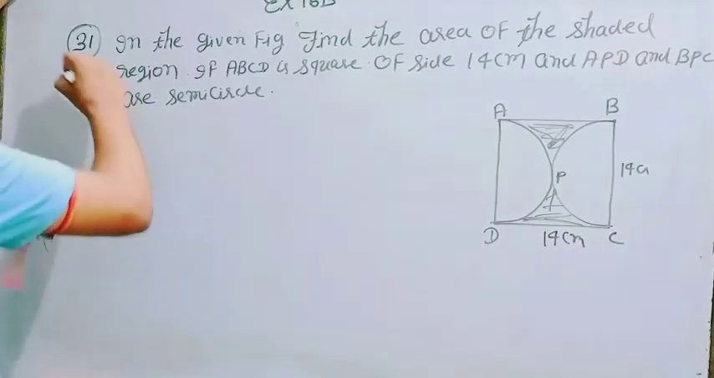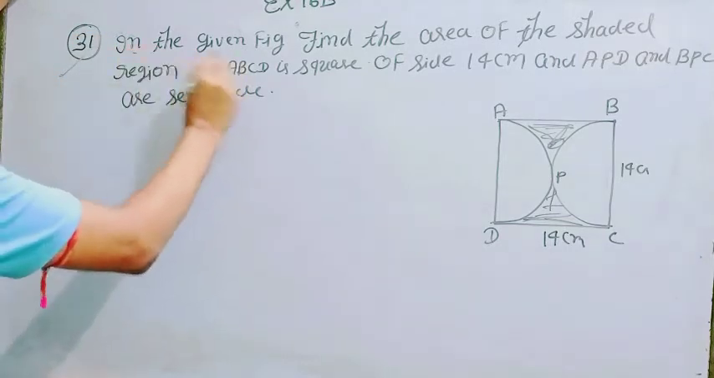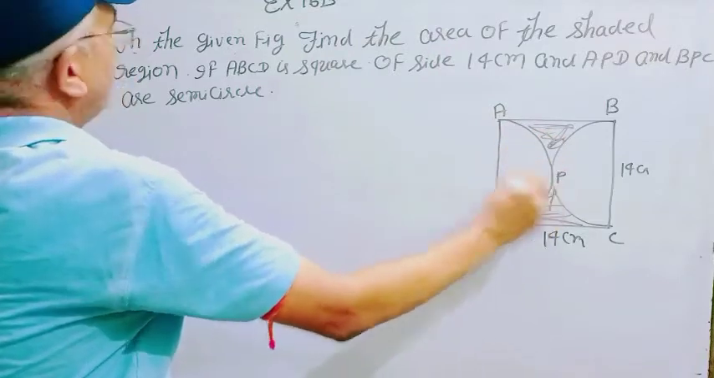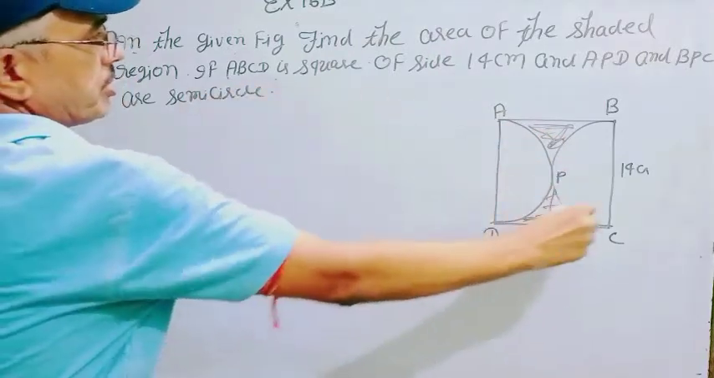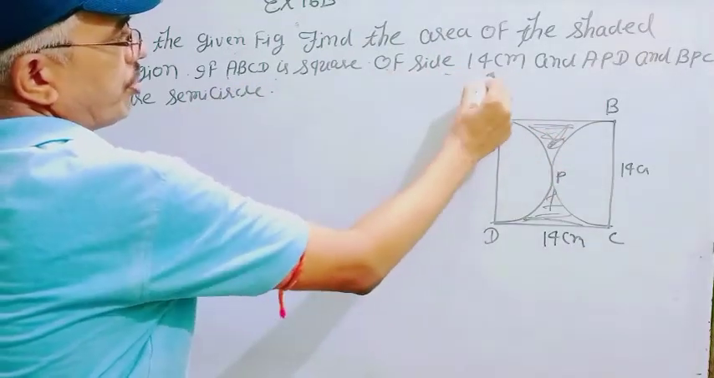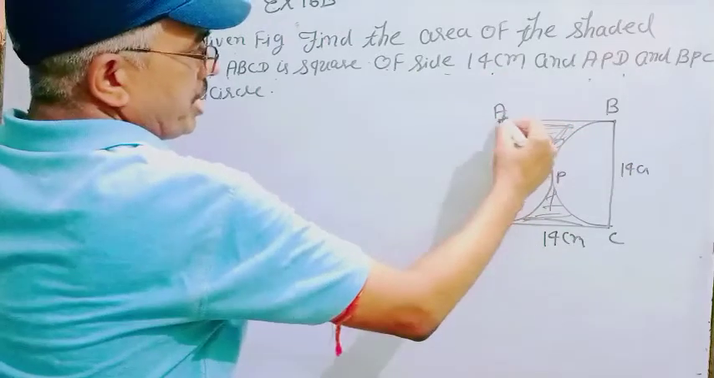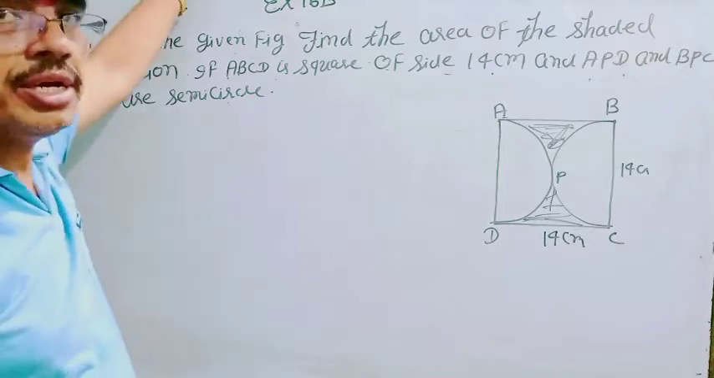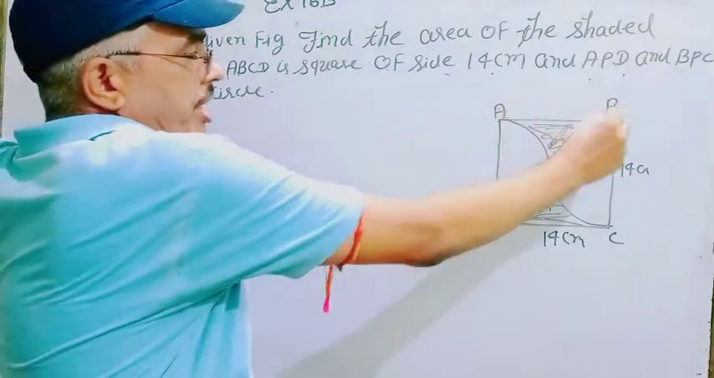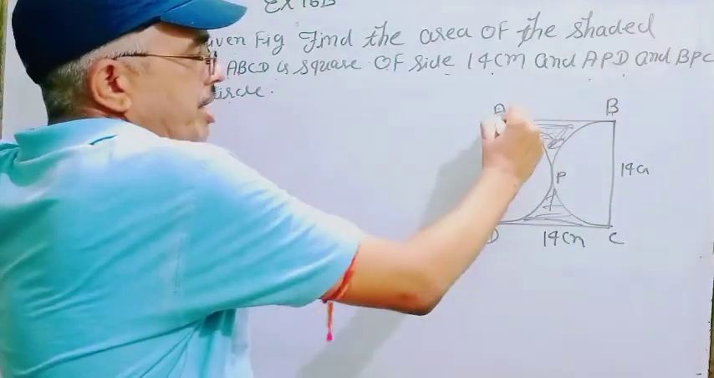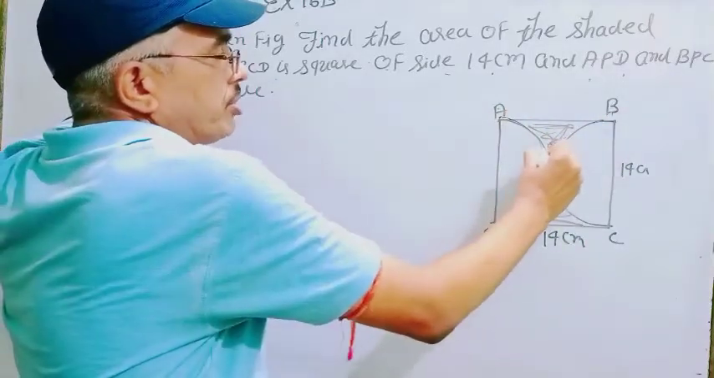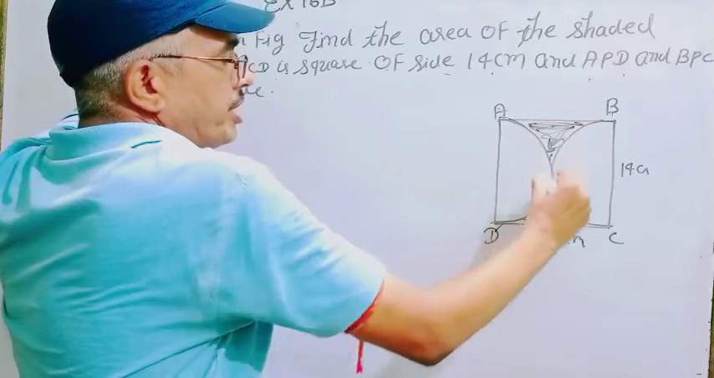Next question, question number 31. In the given figure, find the area of the shaded region if ABCD is a square of side 14 cm and APD and BPC are semicircles. Dear student, here it is given that ABCD is a square and APD and BPC are the semicircles. Then your question, what is the area of this shaded region?